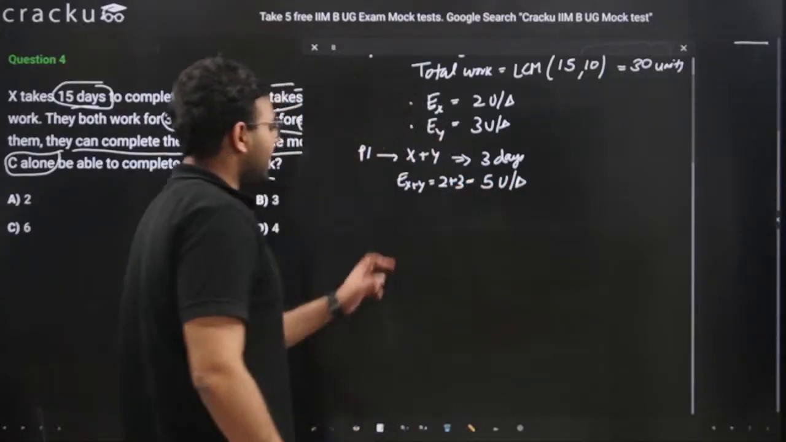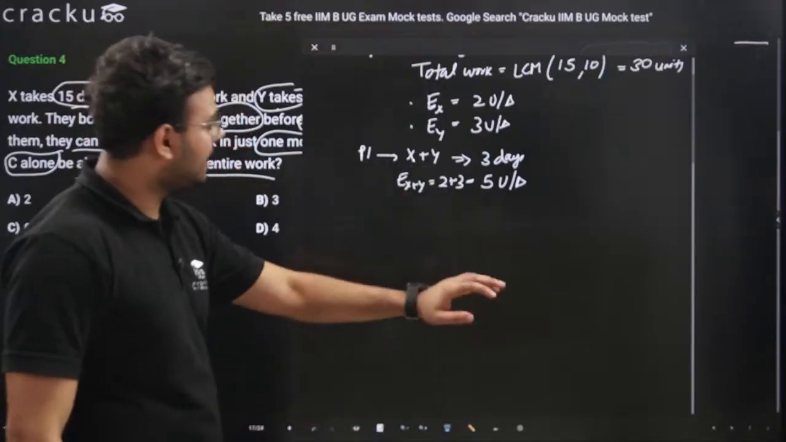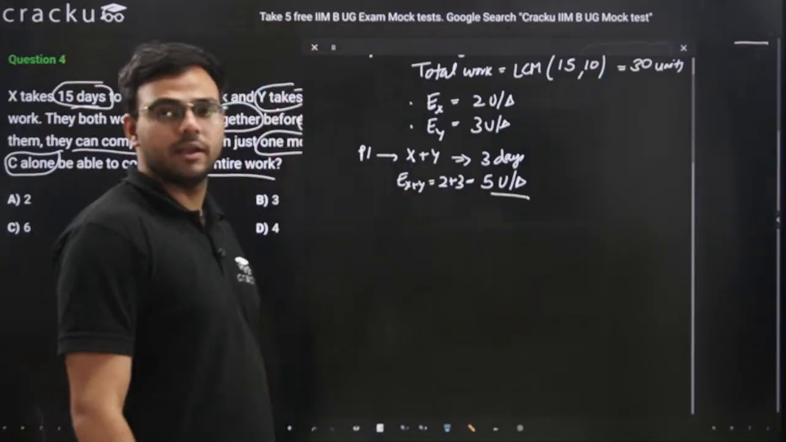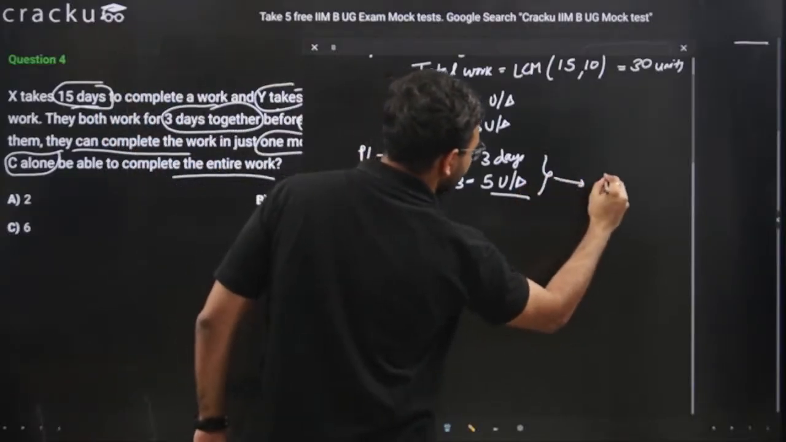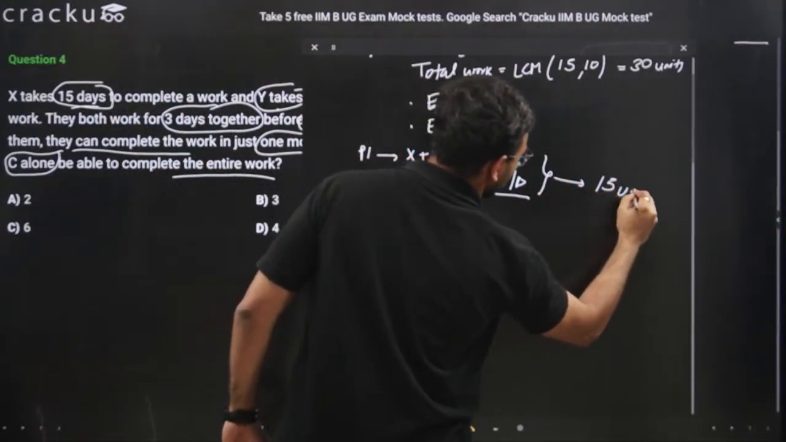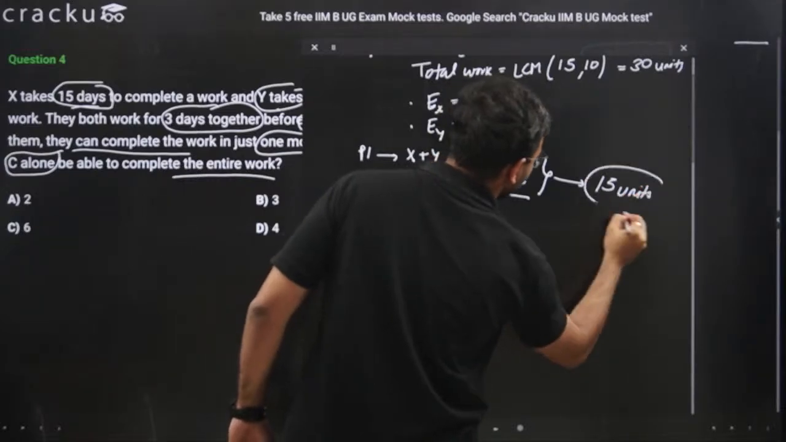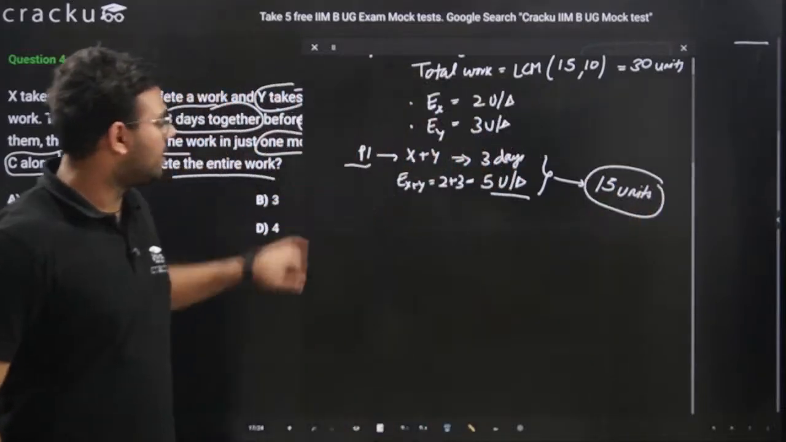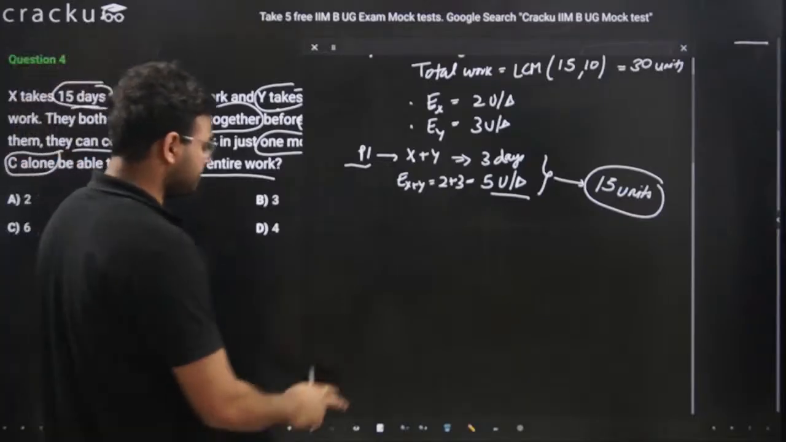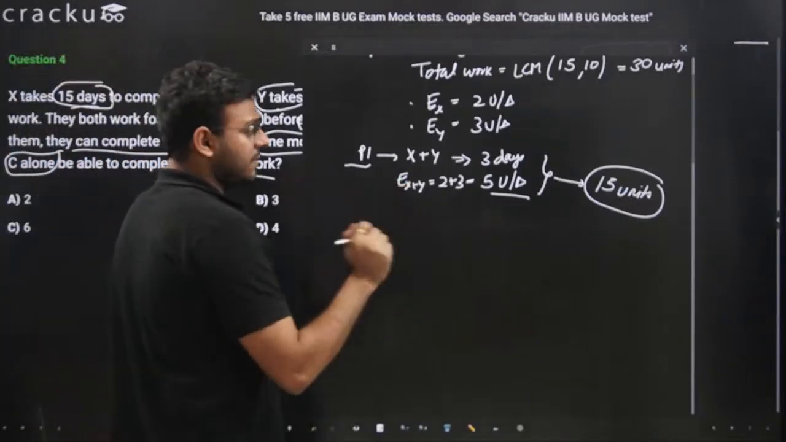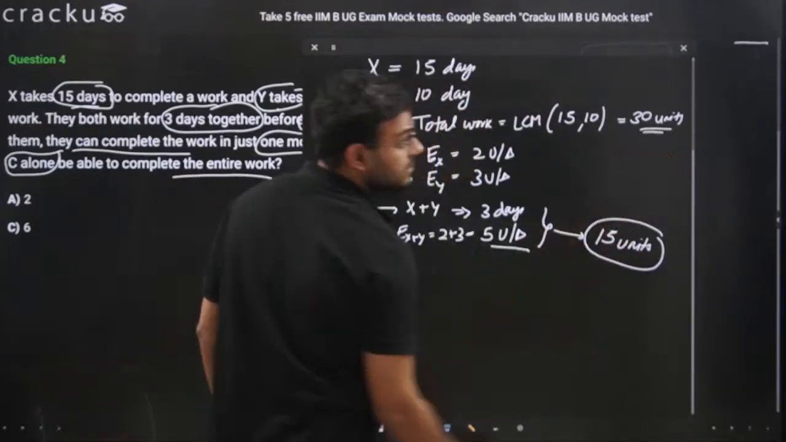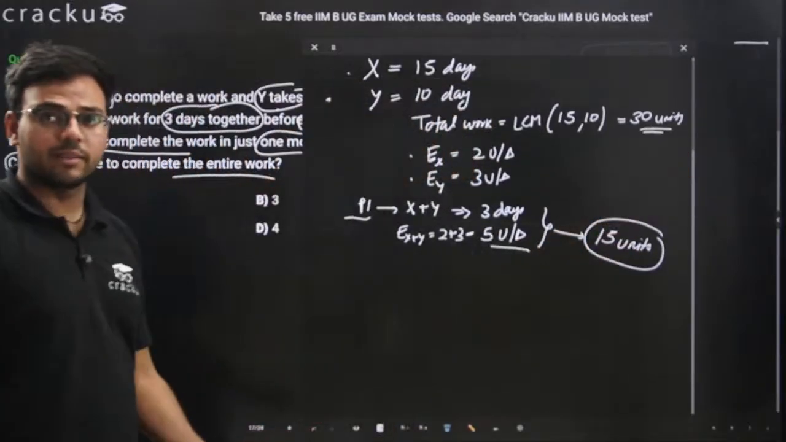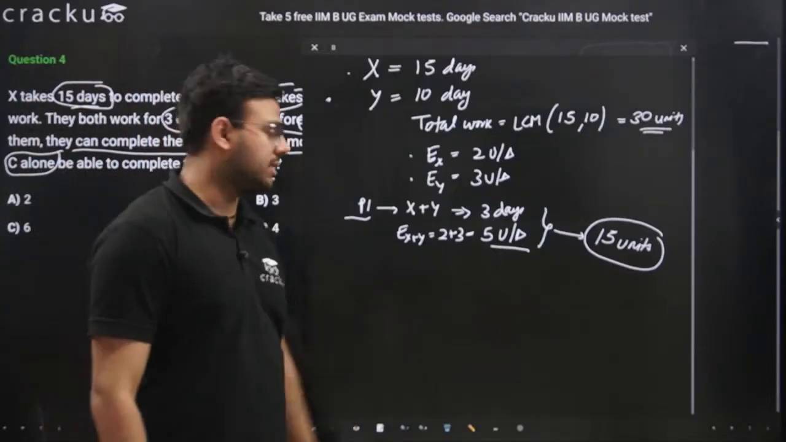So in phase 1, X and Y are working together for 3 days and their combined efficiency is 5 units per day. 3 days, 5 units per day, total work done in phase 1 will be 15 units. Total work needs to be done is 30 units. In phase 1, 15 units is done.